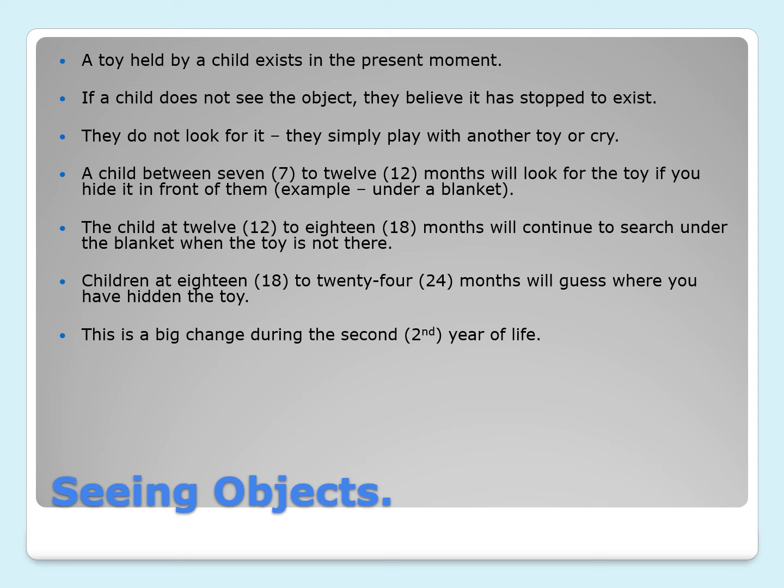Now, children may react to this in different ways. Many times they do not look for it when they're young, when they're infants. They may simply play with another toy or look for something else to play with, or they'll cry. A lot of times kids will cry as well. Now, a child between the age of 7 and 12 months will look for the toy if you hide it in front of them, so under a blanket. So if you put the toy under the blanket and show the child that that's where the toy is hidden, the child will then lift up the blanket and say, oh, okay, there's the toy.